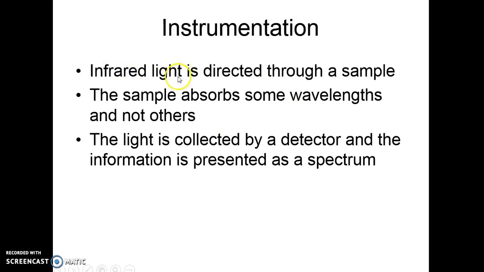Infrared light is shined through the sample. The sample will absorb some wavelengths and not the others, and then the detector is able to process the information and present it to you as a spectrum.